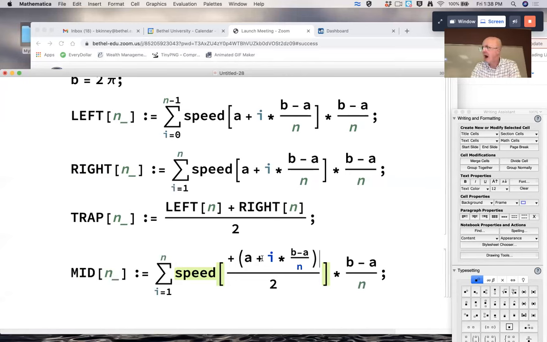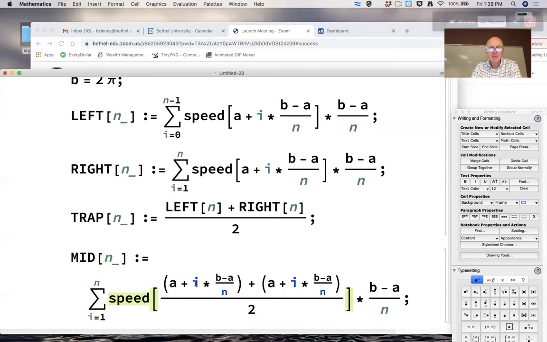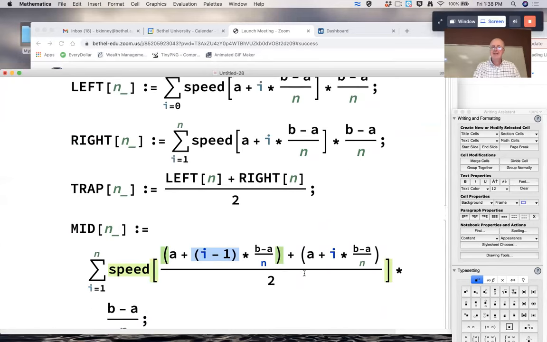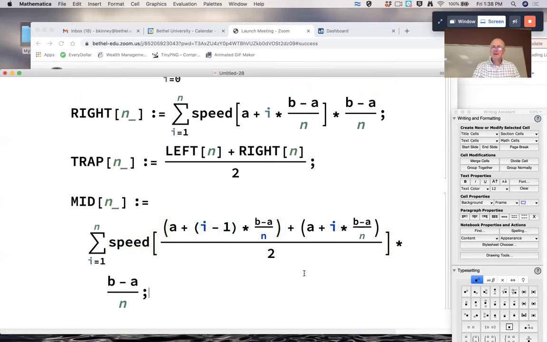That's t sub i. What's t sub i minus 1? It's the exact same thing. I'll copy and paste it over here, except replace i with i minus 1. And use parentheses like I just did. Those parentheses right here are absolutely necessary. The other parentheses are optional. This is the midpoint rule.